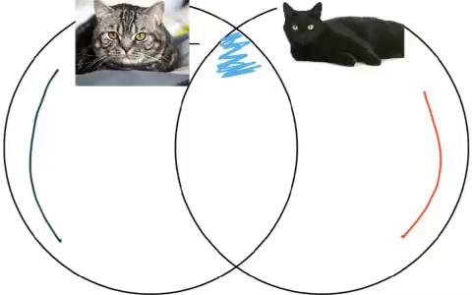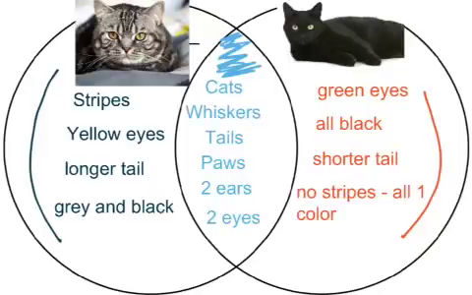They gave me some reasons like, the examples they gave me were stripes, yellow eyes, longer tail, and gray and black for this side of the Venn diagram. And they came up with green eyes, all black, shorter tail, no stripes, all one color for this side of the Venn diagram. In the middle, we talked about how they were the same, and students came up with they're both cats, they both have whiskers, they both have tails, they both have paws, they both have 2 ears, and they both have 2 eyes.